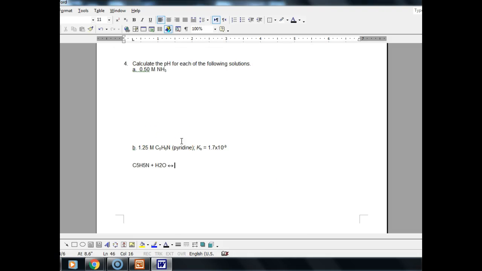So if the base is accepting a proton from the H2O, then OH minus would be left behind. And so your equation would look something like this, with your original two reactants, the pyridine and the water. And then when the base accepts that proton, it becomes positively charged to become the conjugate acid, and then OH minus is left behind from the original water, which was acting as an acid. Alright, so that should get you through this worksheet.